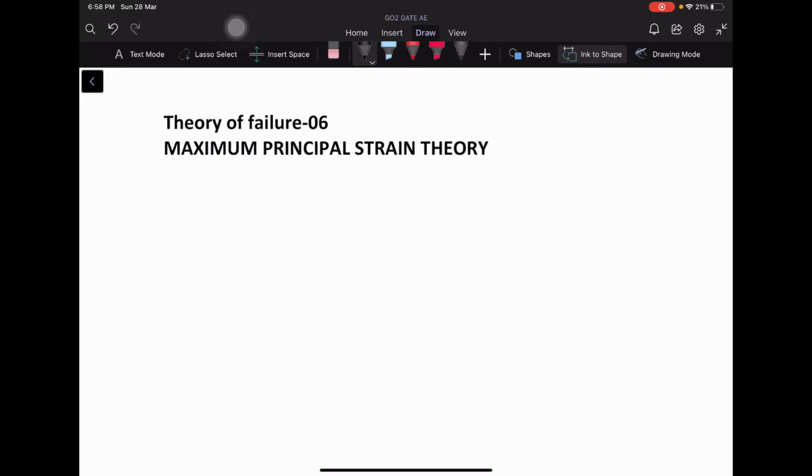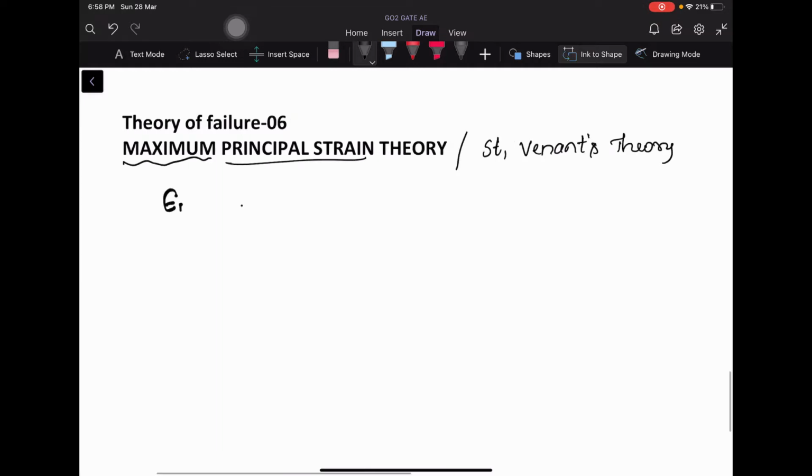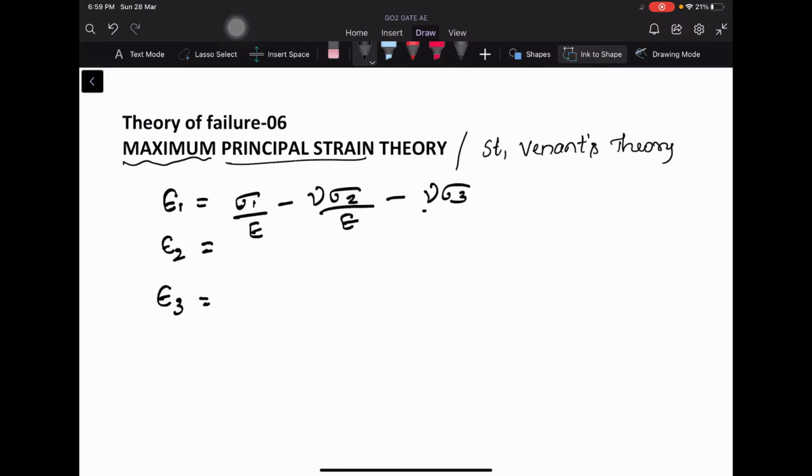So to begin with maximum principal strain theory, this theory is also called Saint Venant's theory. As the name suggests, it is maximum principal strain. Principal strains in your basic elasticity are given in the formula like epsilon 1 equals sigma 1 divided by E minus mu, sigma 2 divided by E minus mu, sigma 3 divided by E.